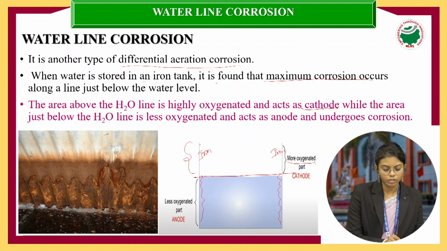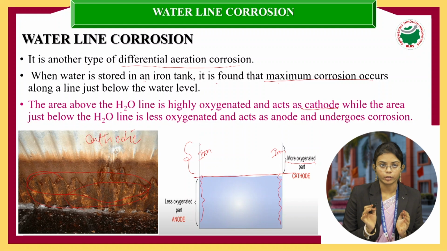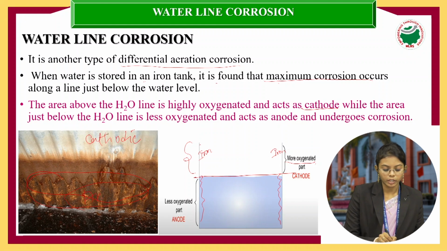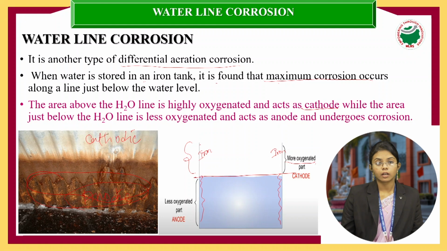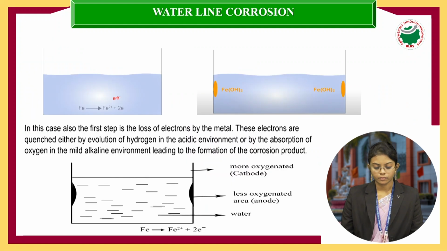This is how your corroded part looks. This is the less oxygenated area. This is your cathodic part, which is the protected one, and this is your anodic part, which is corroded. And if you observe, during this oxidation process, the electrons will move from anode to cathode, and here the area gets destroyed and you can see the formation of rust.